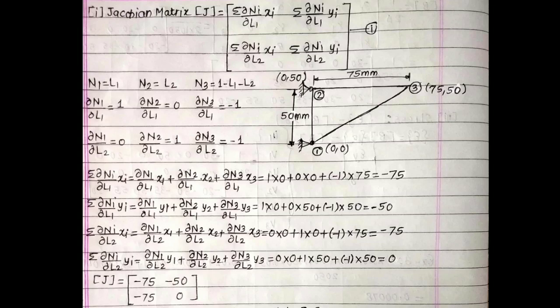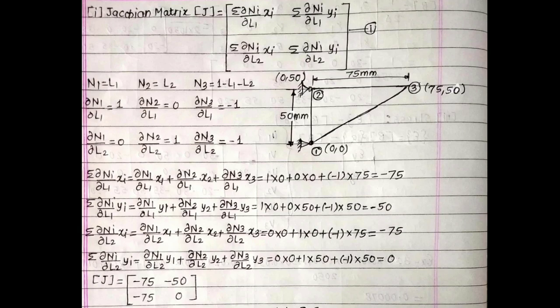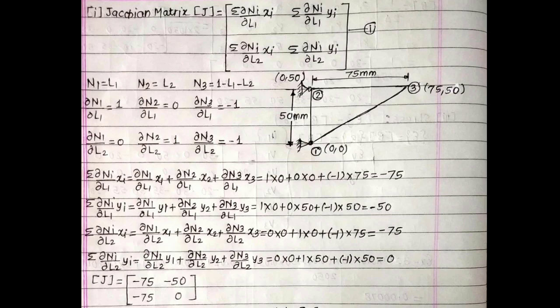Next I will calculate the second term, that is summation of dou Ni by dou L1 into yi. So it is equal to dou N1 by dou L1 into y1 plus dou N2 by dou L1 into y2 plus dou N3 by dou L1 into y3. So it is equal to dou N1 by dou L1 which is 1 into y1 which is 0, plus dou N2 by dou L1 which is 0 into y2 which is 50, plus dou N3 by dou L1 which is minus 1 into y3 which is 50. So I will get its value equal to minus 50.